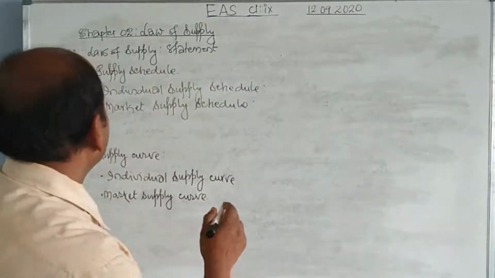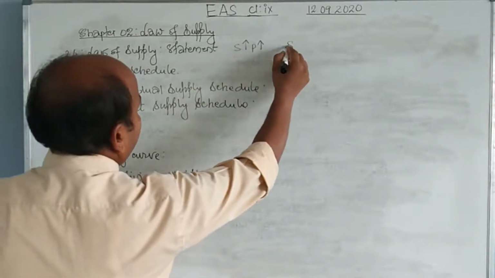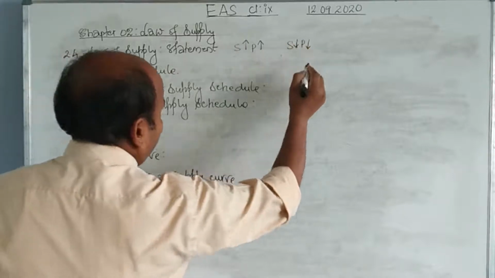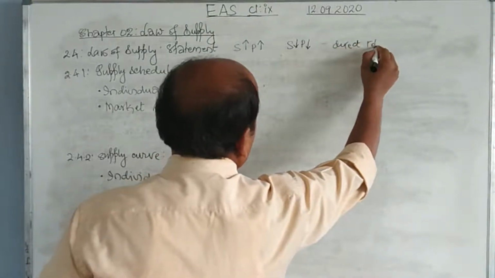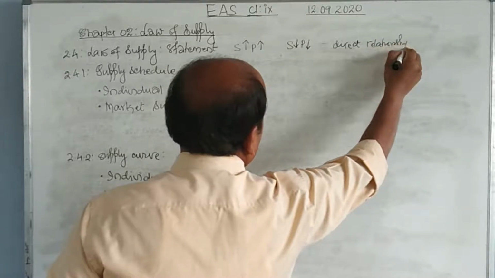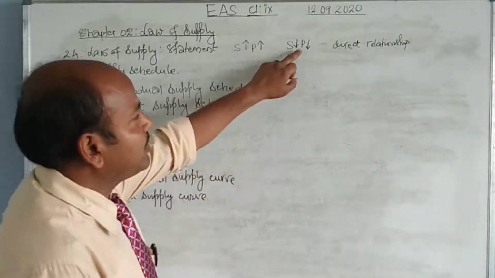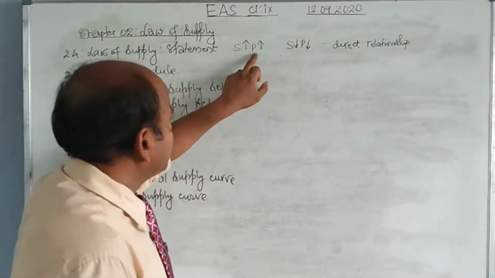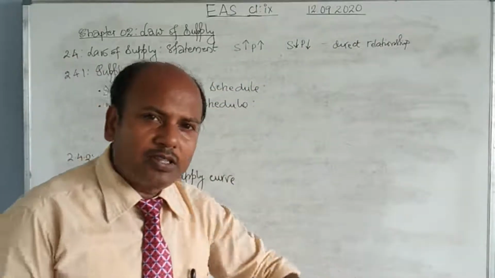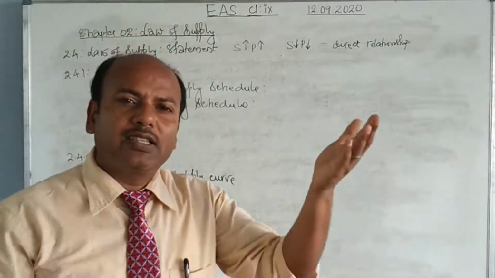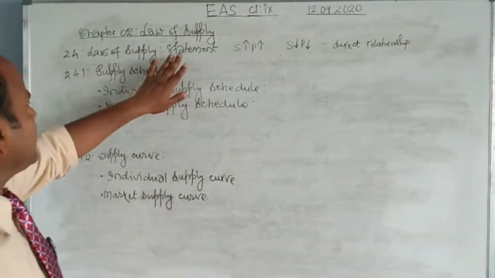That means a supplier will supply more when the price is more, and a supplier will supply less when the price is less. So what kind of relationship do you get? A direct relationship. In the law of demand, you have an inverse relationship, but here you have a direct relationship. Direct relationship means when the price decreases, supply also decreases, and when the price increases, supply also increases. Inverse relationship means when the price falls, the demand increases, and when the price rises, the demand falls. Inverse means opposite. So this is the statement of the law.